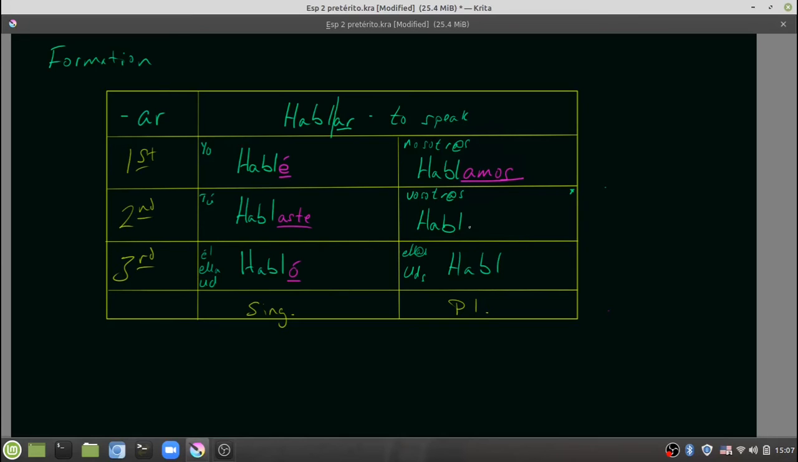Alright, so hablamos. For the vosotros forms, we got hablasteis. So we basically take this haste and add is to the end of it. And then for the ellos, ellas, ustedes forms, we add aron. So ellos hablaron. Alright, so there are your AR verb endings in all of their forms.